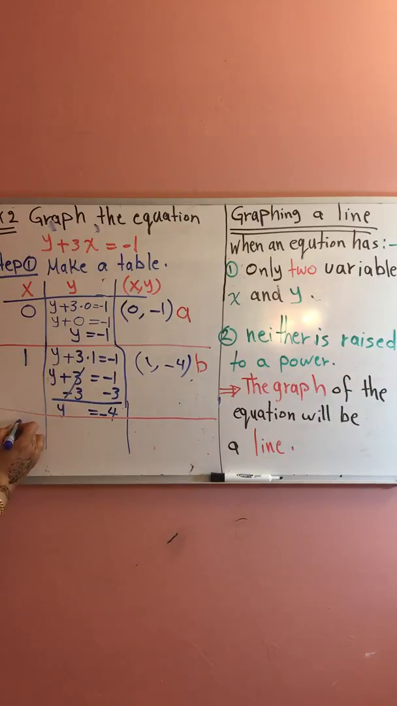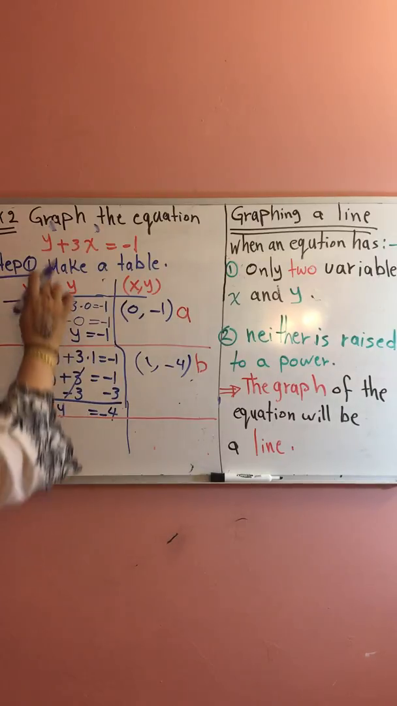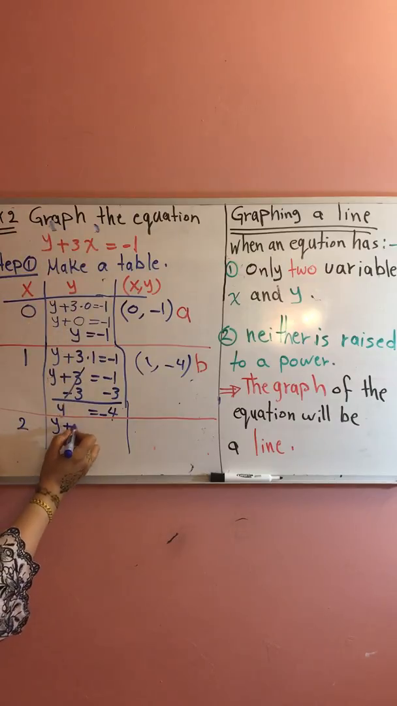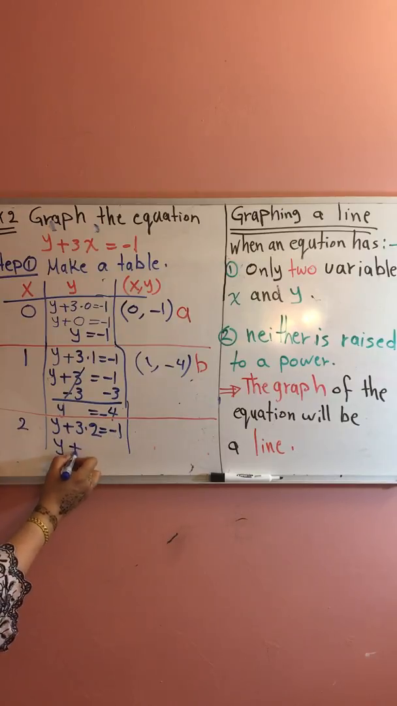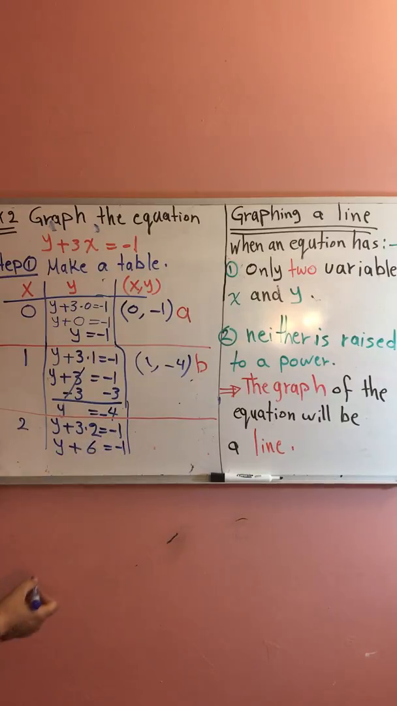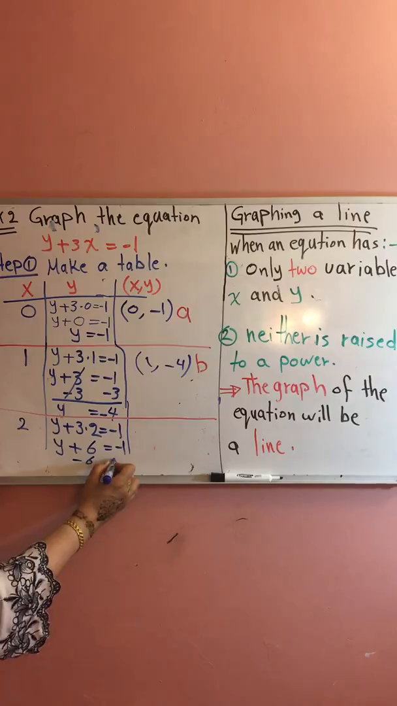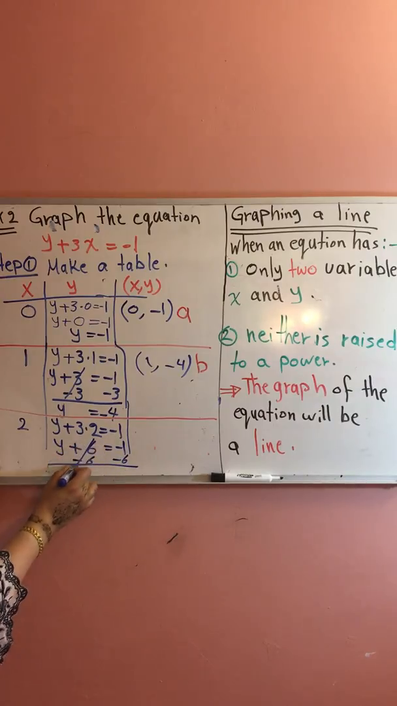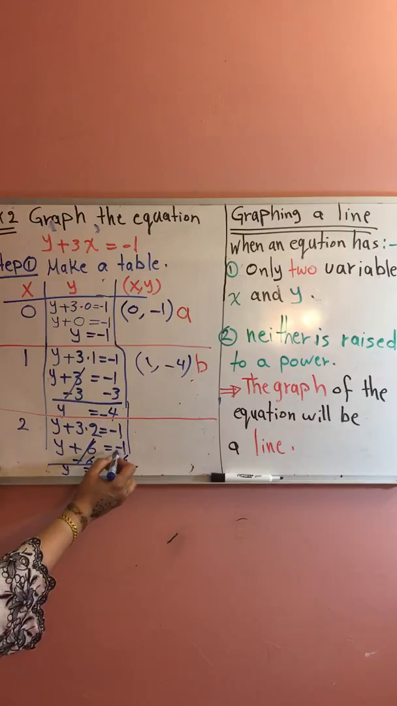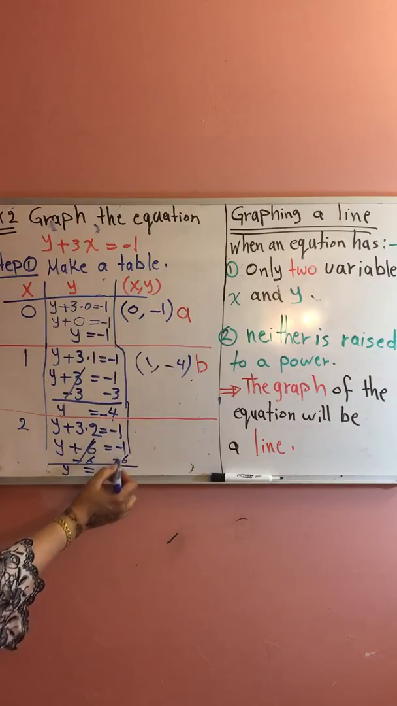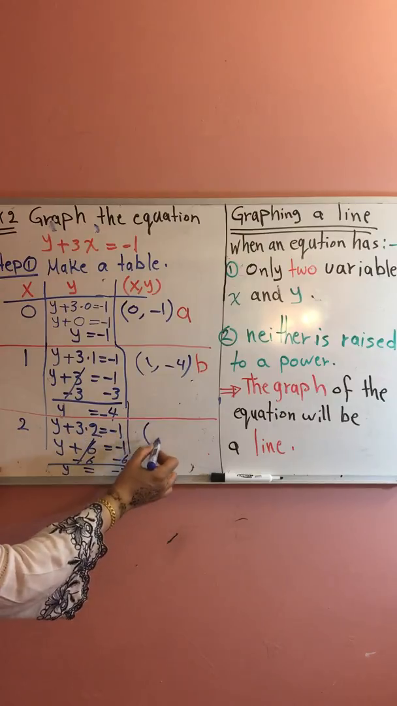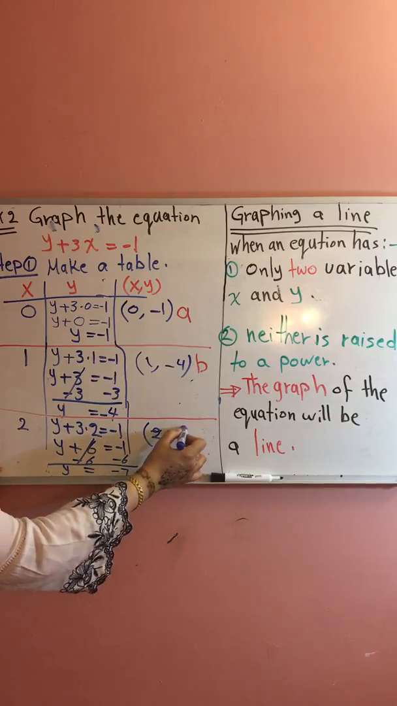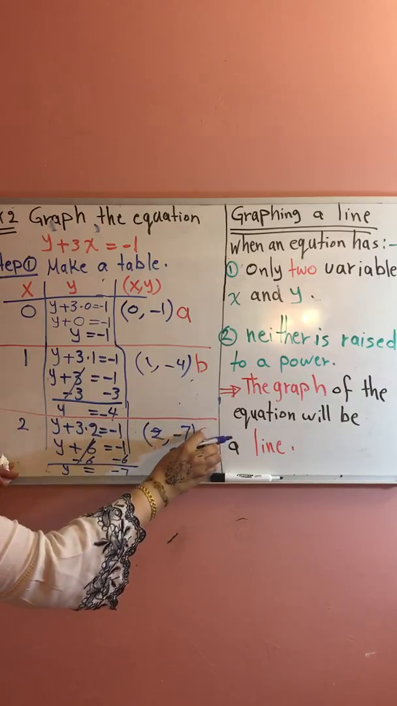The third number is 2, x equals 2. I'm going to substitute it in the equation. Y plus 3 times 2 equals -1. Y plus 6 equals -1. Get rid of 6, I want y by itself. So -6 to both sides. Cancel out, y equals -1, -6, same signs, add and keep the sign. So y equals -7. So the third ordered pair is 2, comma, -7. Let's name it as C.